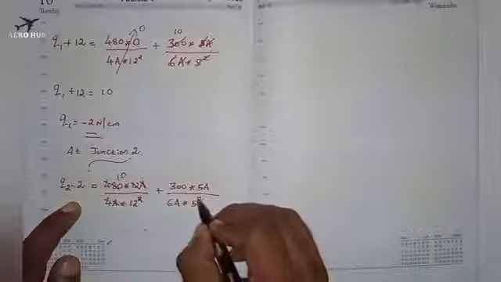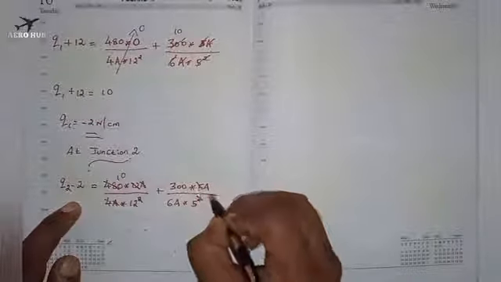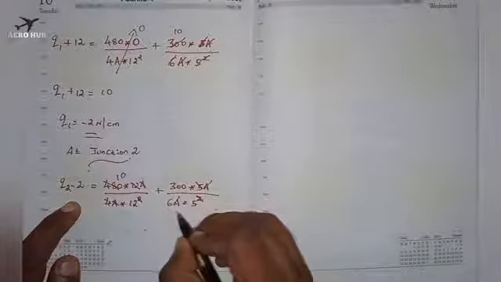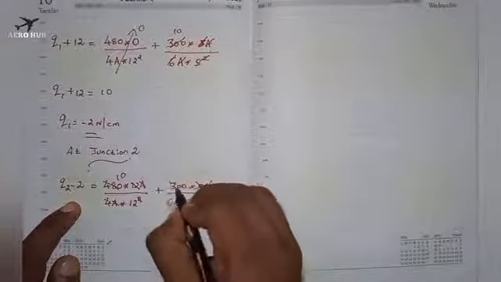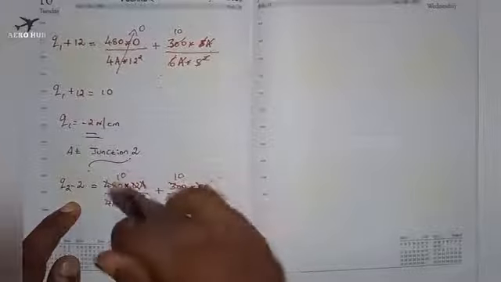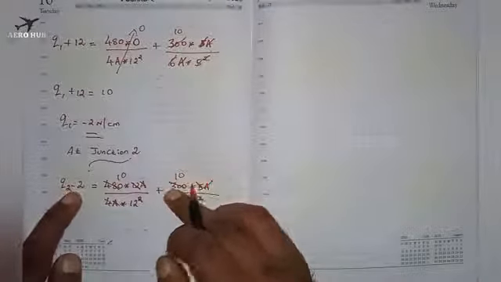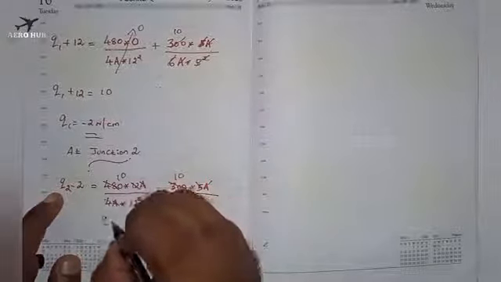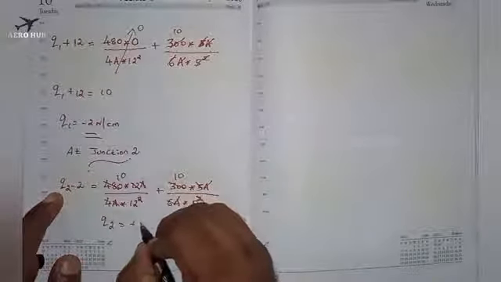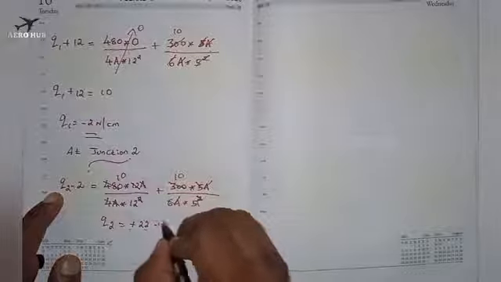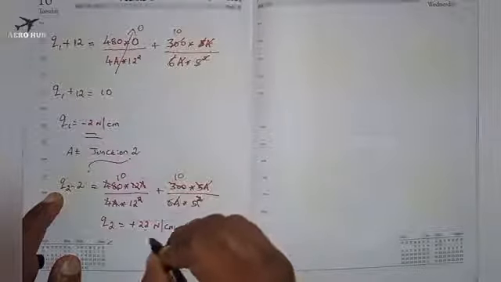Here also the same, I can cancel out 15 from the numerator. The area also gets cancelled. 6 into 5 is 30, so it will be 300, it will be 10. So finally we will be getting 10 plus 10, 20. q2 minus 2 is equal to 20, so finally q2 will be equal to plus 22 Newton per centimeter. This is the value.